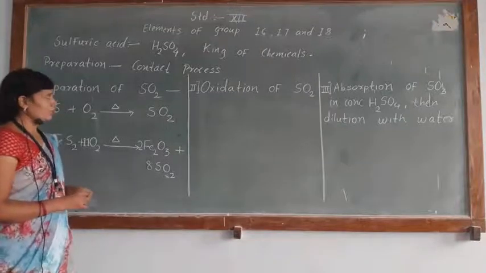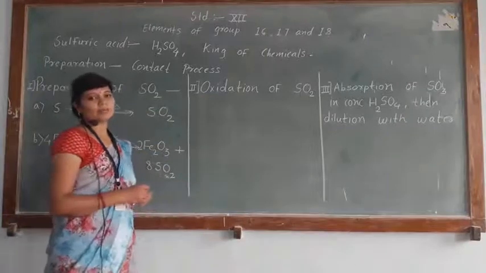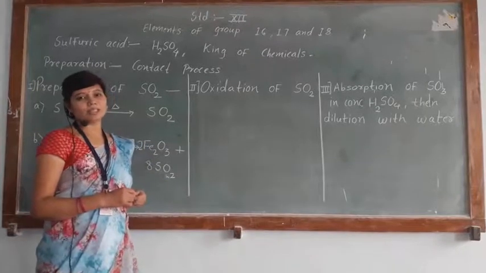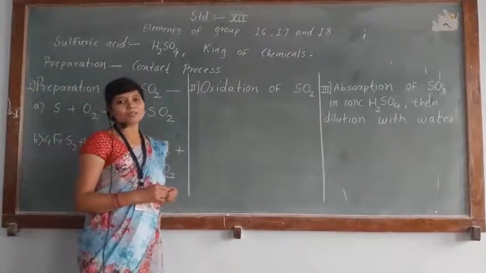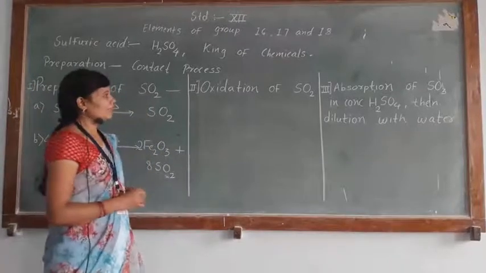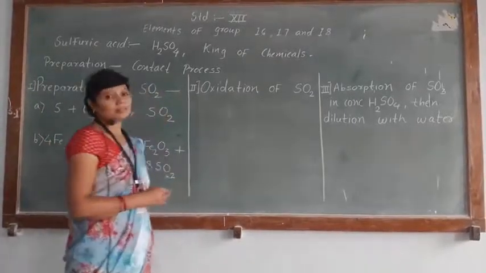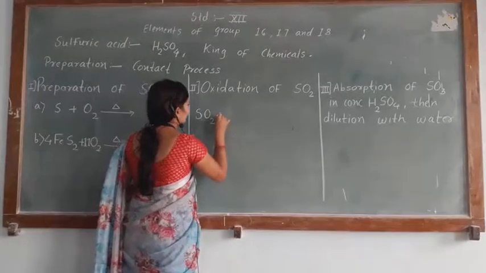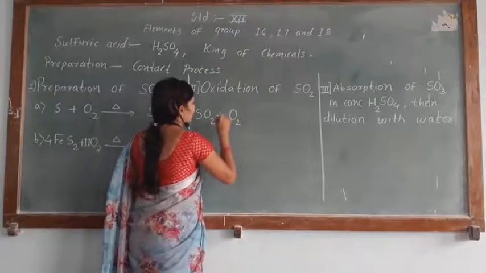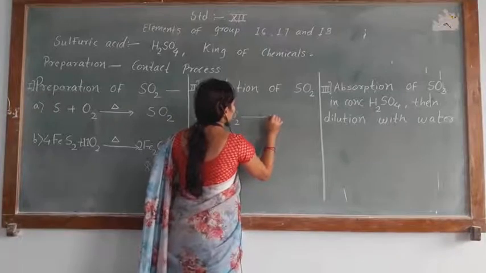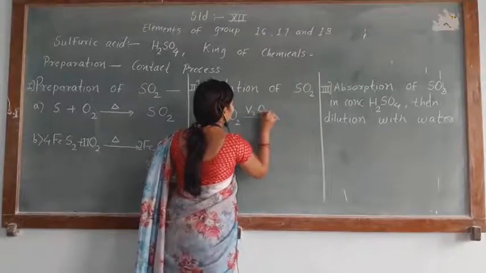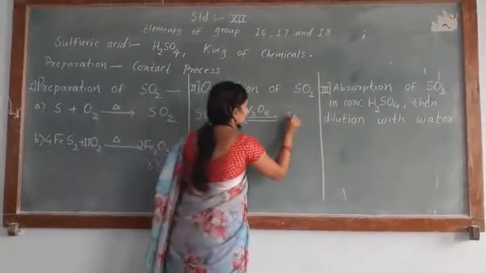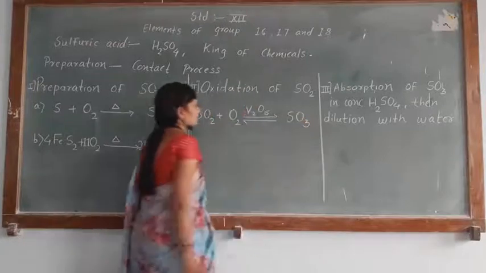Then the second step in the contact process is oxidation of sulfur dioxide. When this sulfur dioxide is reacted with oxygen in presence of vanadium pentoxide as a catalyst, then we get the formation of sulfur trioxide. Sulfur dioxide, when oxidized by using vanadium pentoxide as a catalyst, gets oxidized to form sulfur trioxide.